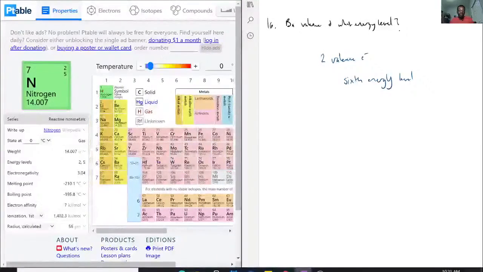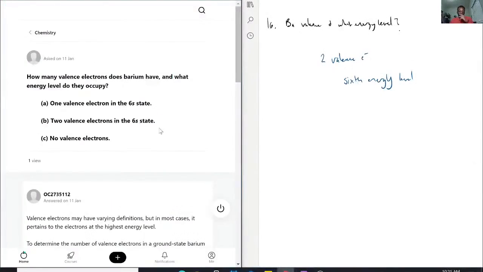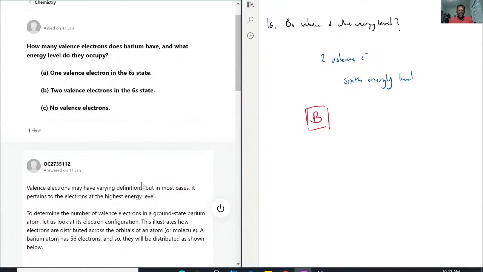Okay? So let's see what we have for choices. 1 valence electron in the 6s state? No. 2 valence electrons in the 6s state? Yes. No valence electrons? Definitely a no. So the answer here is B. B best describes barium. Well, that was a nice alliteration.